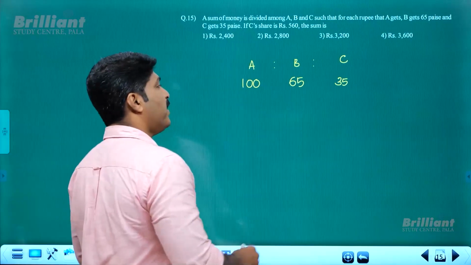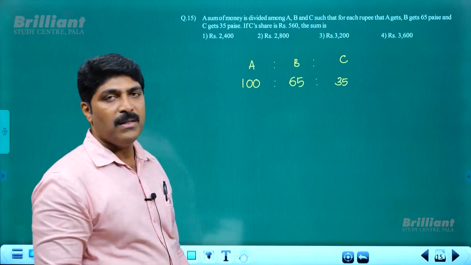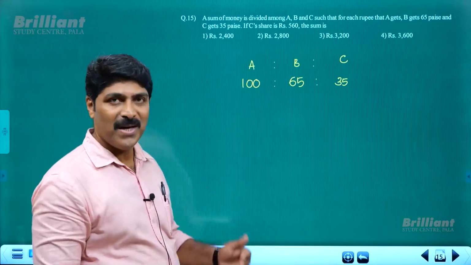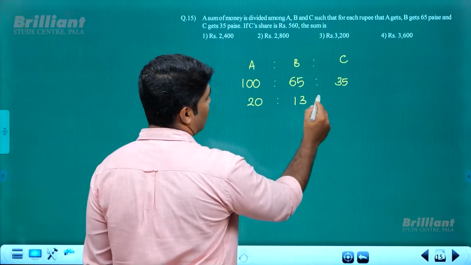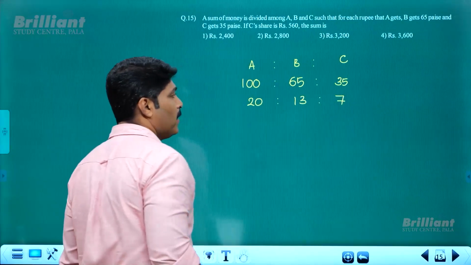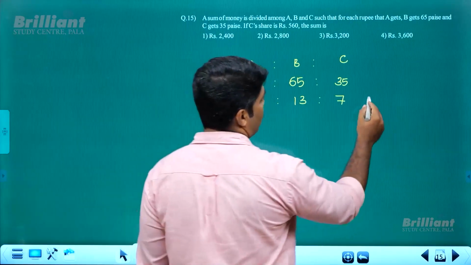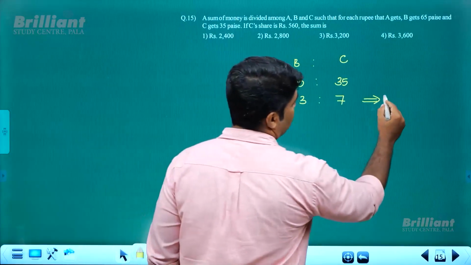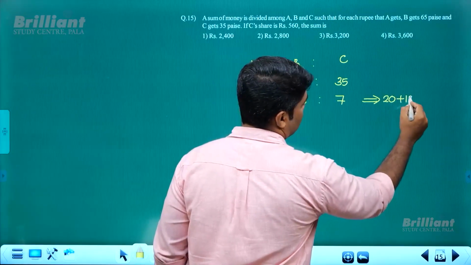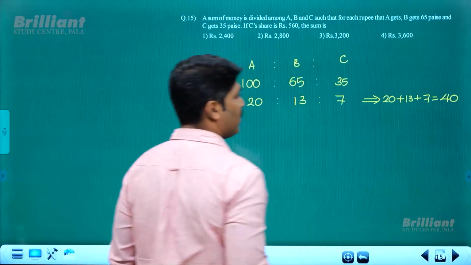If you simplify these values, 100, 65 and 35, we know that all three values are multiples of 5. So this is 20, this is 13, this is 7. So this is the distribution. As per this distribution, what will be the total here? Sum of these values, 20 plus 13 plus 7. So that is 40. Correct?